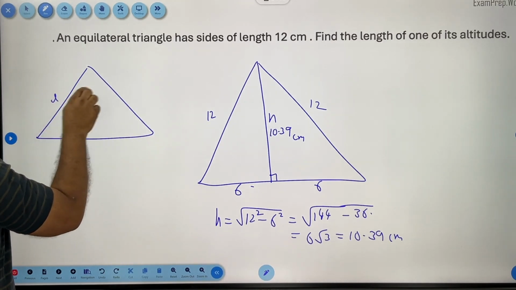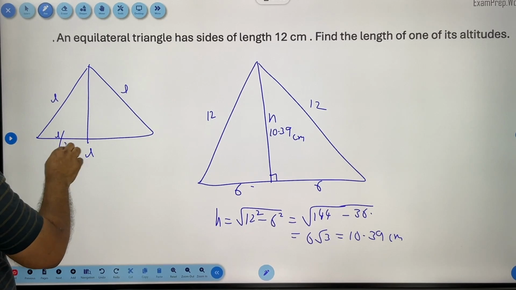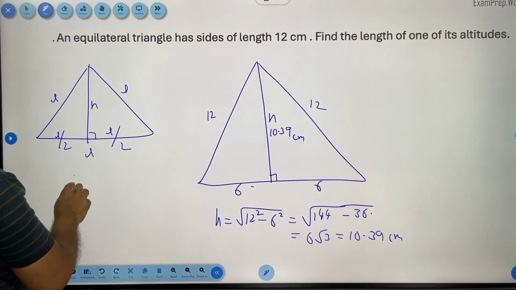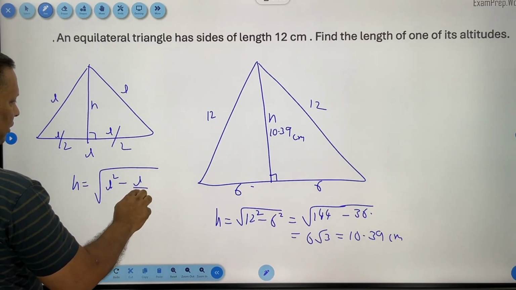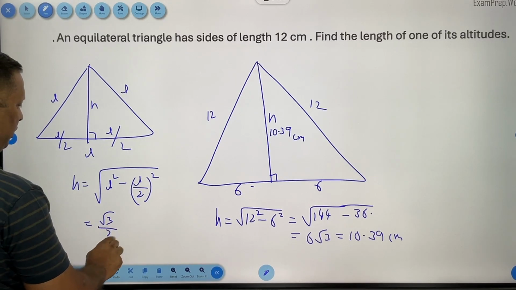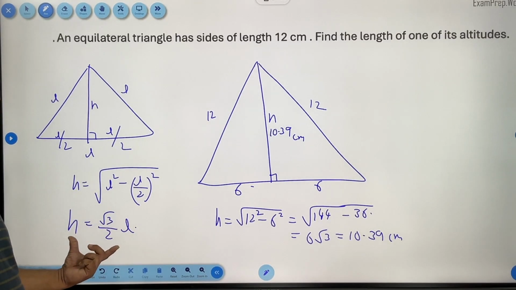Now look at this one. Equilateral triangle, all sides are L, L, L. So this side is L upon 2, this is also L upon 2. Let us take this triangle, this is height. Height equals to root of L square minus L by 2 whole square. If you solve this, you will get root 3 by 2 L. So you can apply this formula also here.